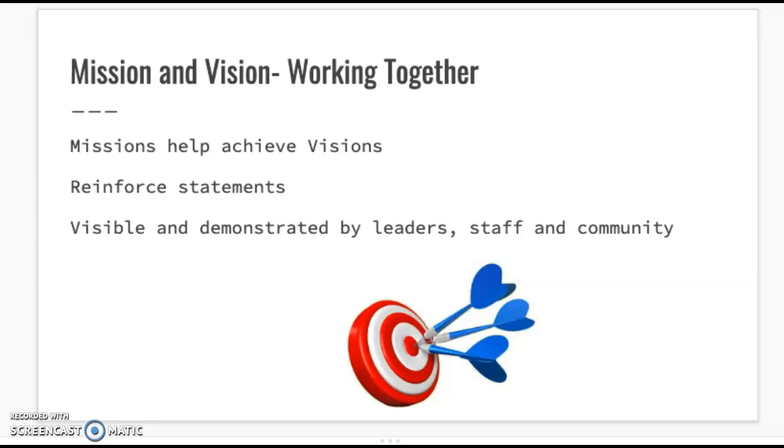Mission and vision working together. I believe that missions help achieve visions. A mission should be reinforcing the vision statement, and the vision should be reinforcing the mission. I believe that it should be visible constantly in the building, or whatever the task at hand is, and it should be demonstrated. The values of the mission and vision should be demonstrated by leaders, staff, and community.